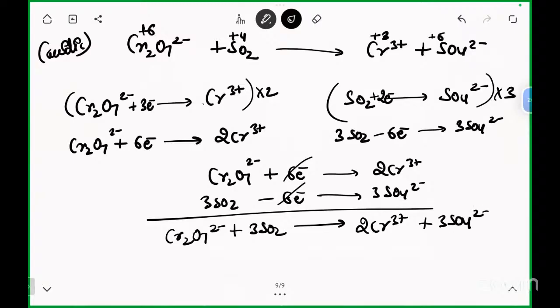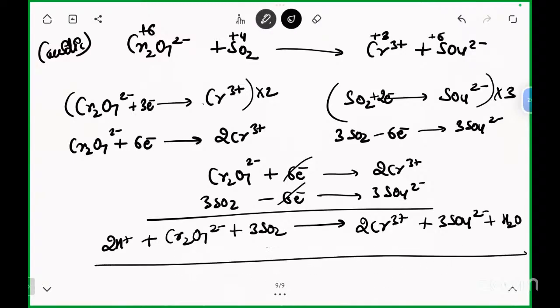Now for balancing the oxygen and hydrogen, just calculate the oxygen number on the left hand side and right hand side. On the left hand side, we have 7 here and 3 into 2, 6 here. On the right side, 12. So 6 plus 7, 13, and the right side 12. Just add 1 on the right hand side, and the left side is 12. This is also a correct method.